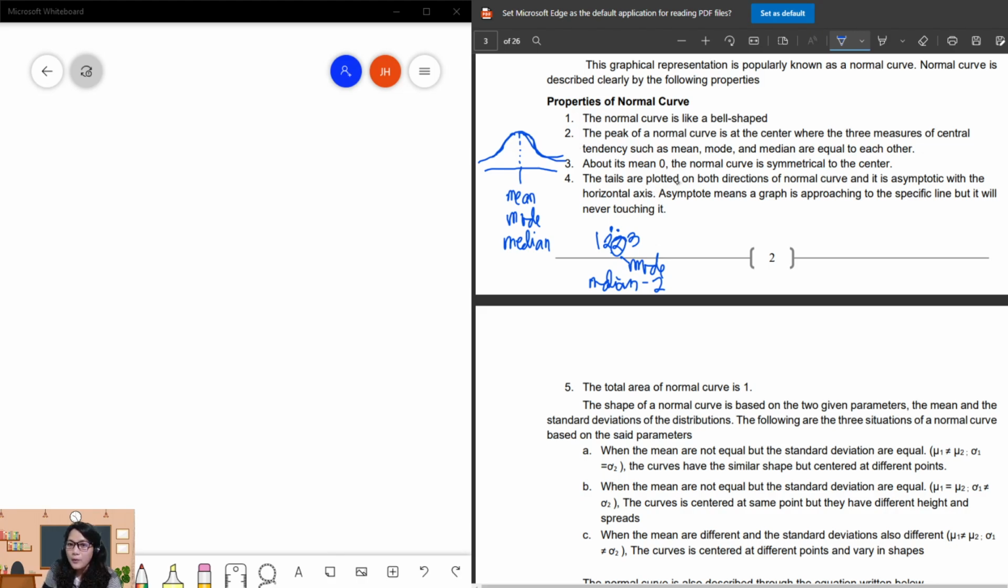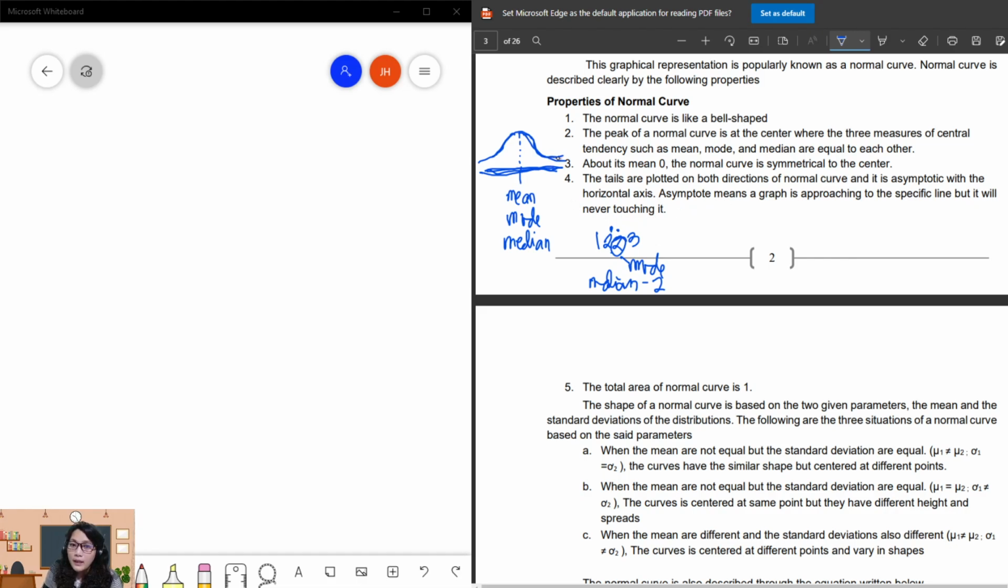The tails are plotted in both directions of the normal curve and are asymptotic with the horizontal axis. This is the horizontal axis. Asymptote means a graph is approaching a specific line but will never touch it.